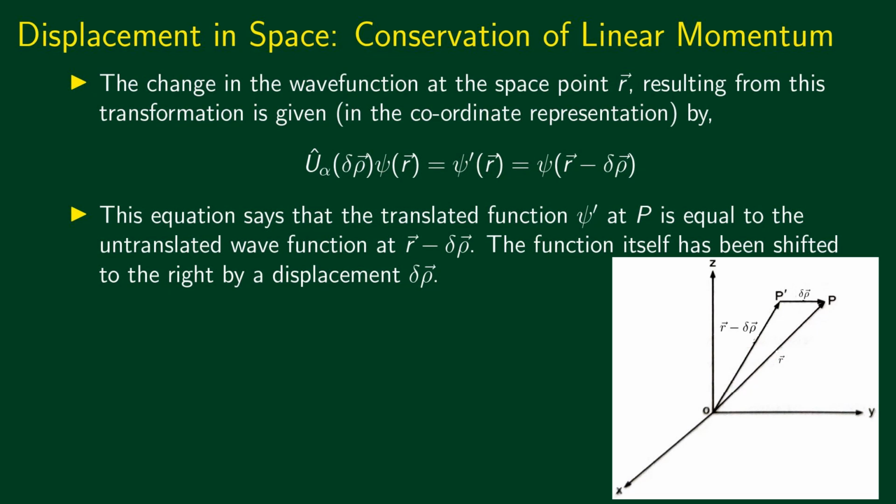For example, you can think of it like this. Let's say that the wave function had a form like this at the point P prime. Now we have just translated that entire wave function to the point P. We know that a wave function assigns a complex number to every point in space.